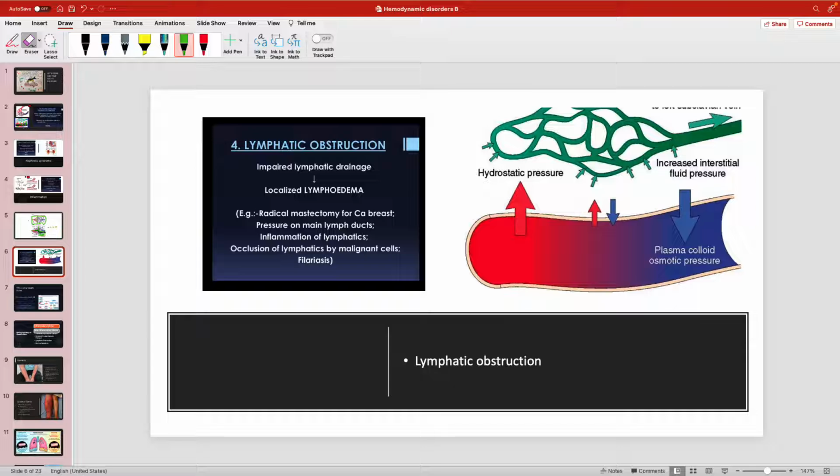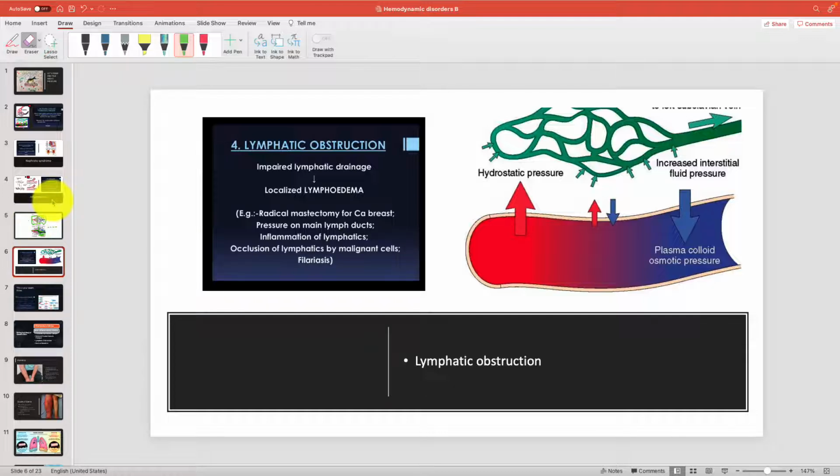So this is another mechanism that we can see which causes edema. Okay, so now I have given you a couple of mechanisms to think about. Here is your exam 3.